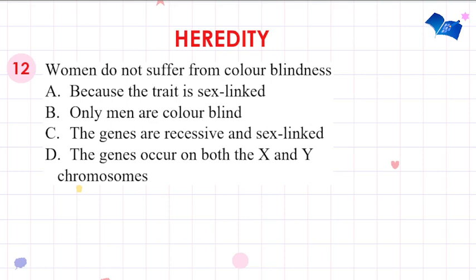Now let's look at this. Color blindness is a sex linked gene, a sex linked gene that usually affects the X chromosome. Now we have other sex linked genes like baldness, albinism, and hemophilia. So all these are sex linked genes or sex linked traits.